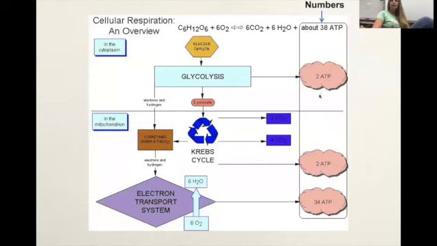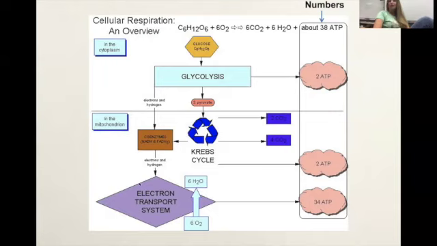You need to know these numbers over here on the side. So this line right here represents crossing over from anaerobic to aerobic. So glycolysis is an anaerobic process. It takes place in the cytoplasm. We don't need any oxygen for it, but we only get 2 ATP from the process.